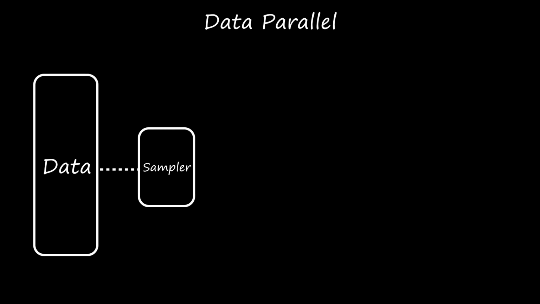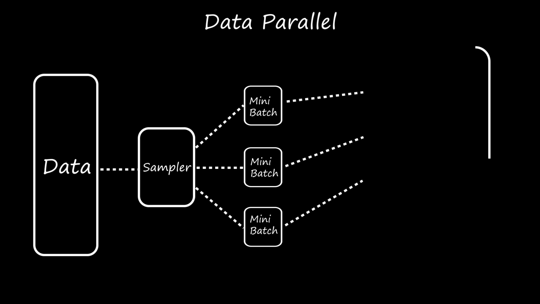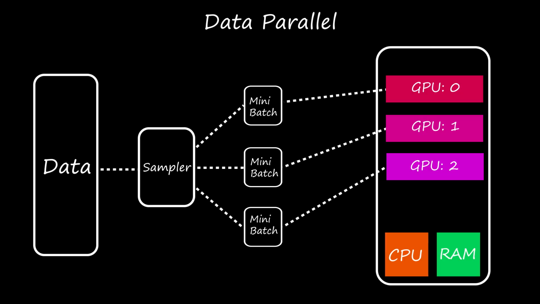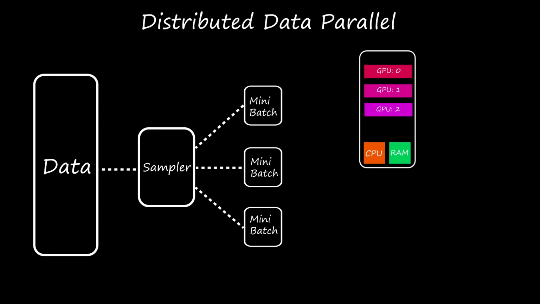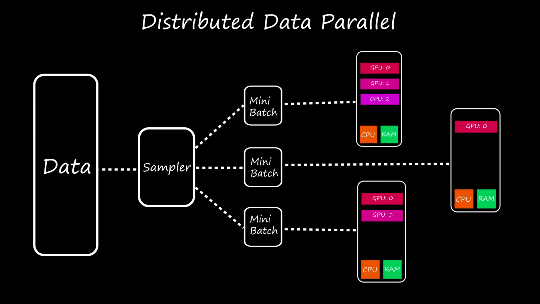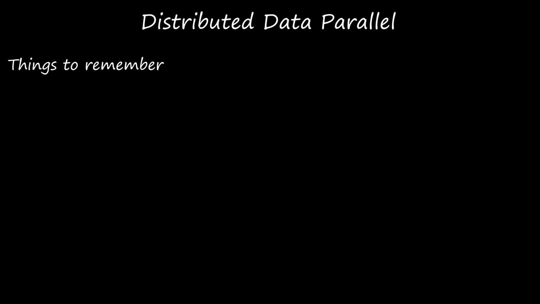Before the advent of DDP, data parallel was the go-to method for parallelizing deep learning workloads. However, data parallel has a significant limitation. It only utilizes GPUs located on a single machine. This restricts the amount of computational resources that can be leveraged, limiting the size of the model and the dataset that can be handled. DDP addresses this issue by enabling the use of GPUs across multiple machines. This allows for the training of much larger models on much larger datasets, making it possible to tackle more complex problems.